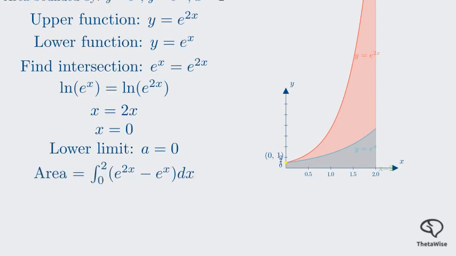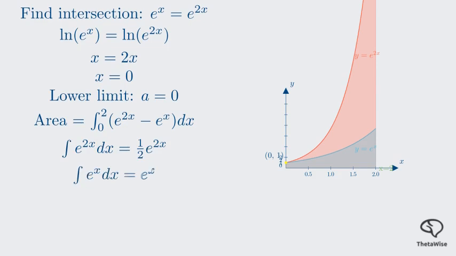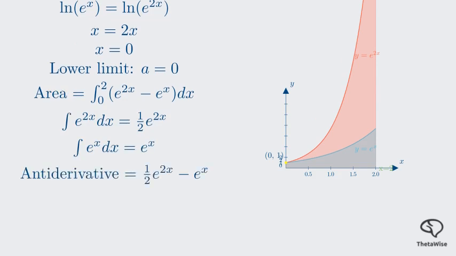The integral for the area is the integral from 0 to 2 of the upper function e to the 2x minus the lower function e to the x. Let's find the antiderivatives. The integral of e to the x is e to the x. The integral of e to the 2x requires a u substitution, but a quick rule to remember is it's e to the 2x divided by 2. This gives us our antiderivative. Now we evaluate this from our limits, 0 and 2.